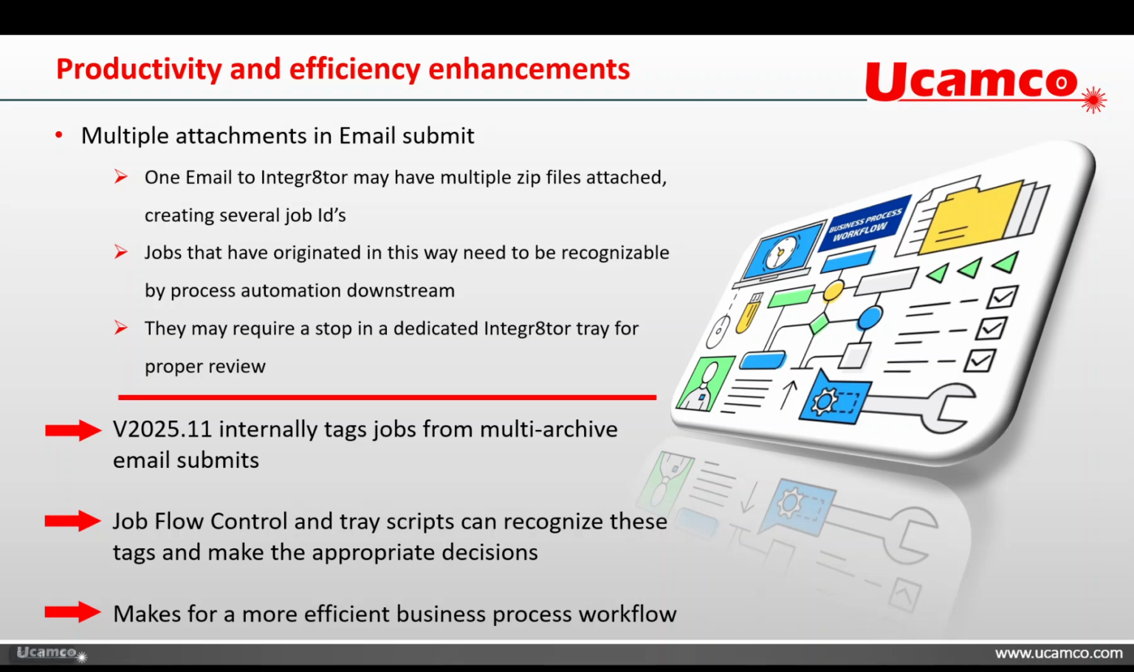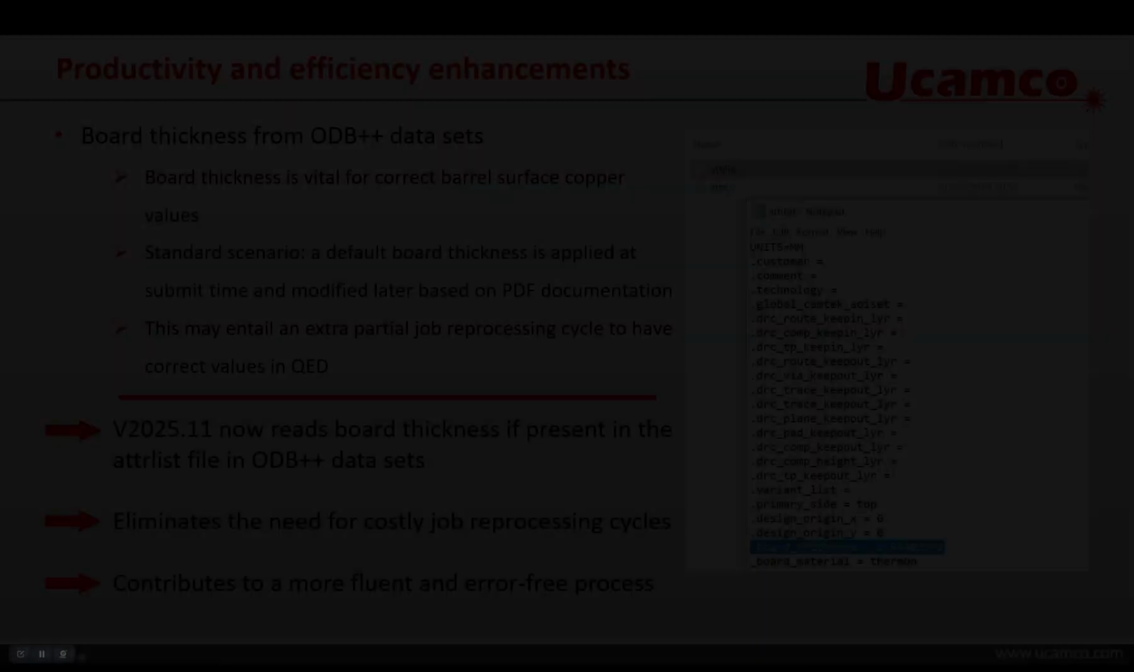But for automated processing, we are now basically tagging all the entries that have arisen from an email submit with multiple zips. So that makes sure that the job flow control or the trace scripts that come at the end recognize a job in the job queue as being one that has been submitted in this particular way, and that then the rest of the flow can be steered accordingly.